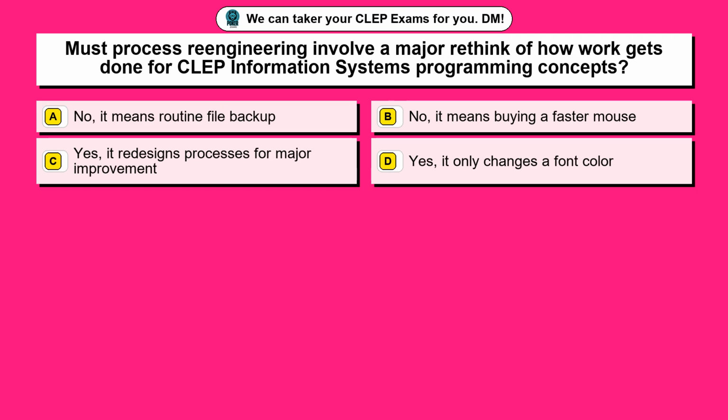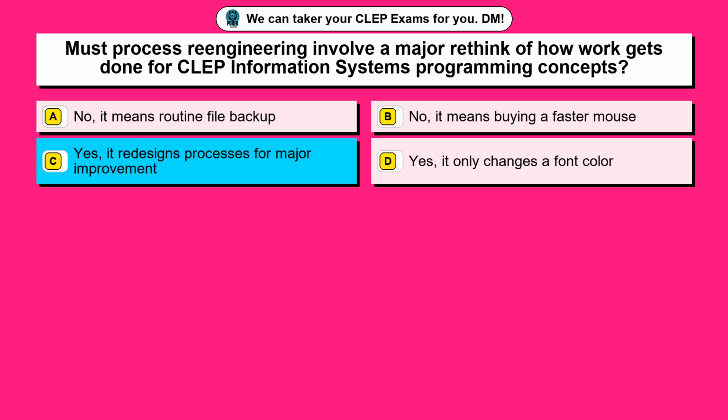Question 17. Must process reengineering involve a major rethink of how work gets done for CLEP Information Systems programming concepts? Option A. No, it means routine file backup. Option B. No, it means buying a faster mouse. Option C. Yes, it redesigns processes for major improvement. Option D. Yes, it only changes a font color.